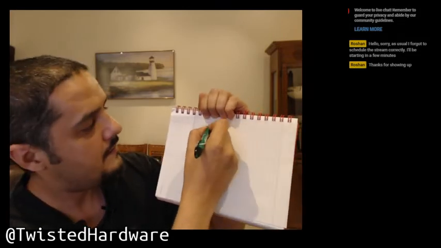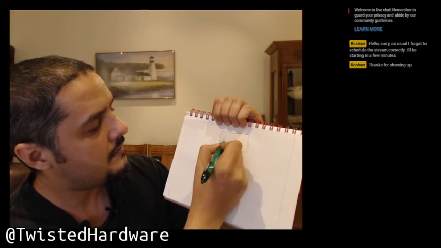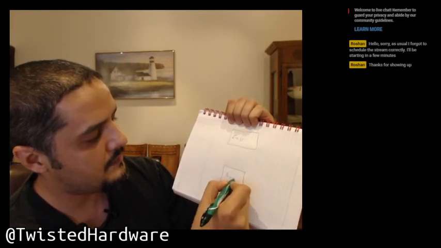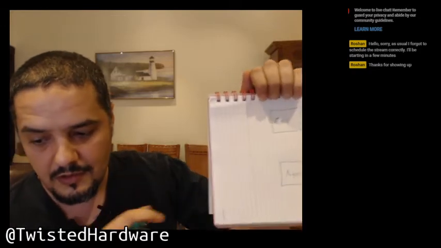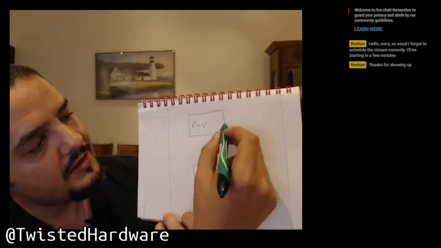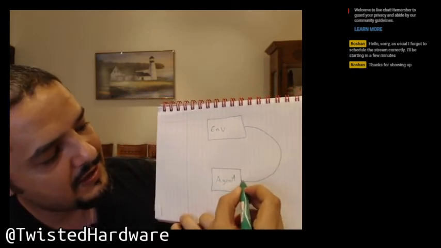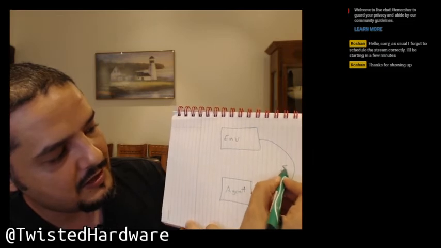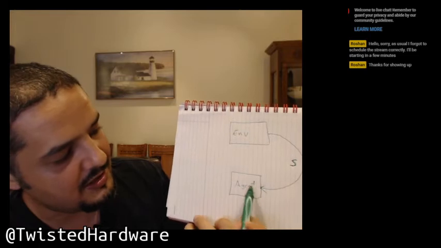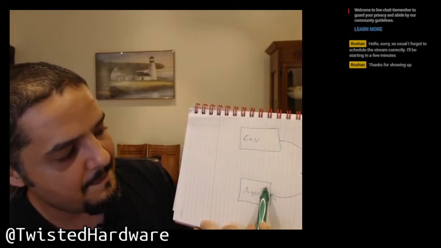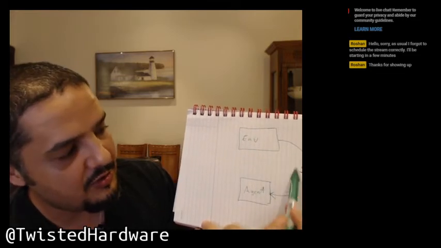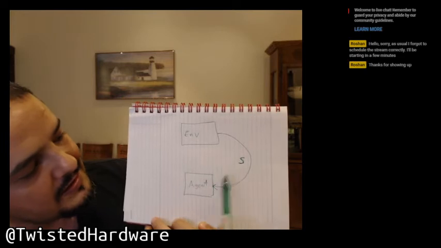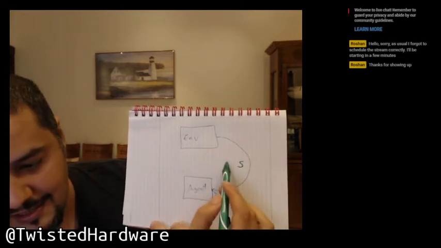We have an environment in here, and we have an agent. The way this works is that the environment will produce something to the agent. What the environment will produce to the agent is a state. Let's just put the letter S in here. So it will produce a state to the agent. The agent has a number of actions that it can do based on the current state of the environment.